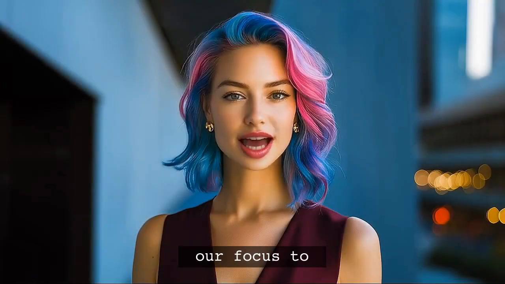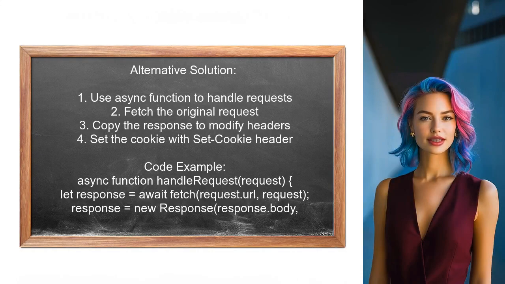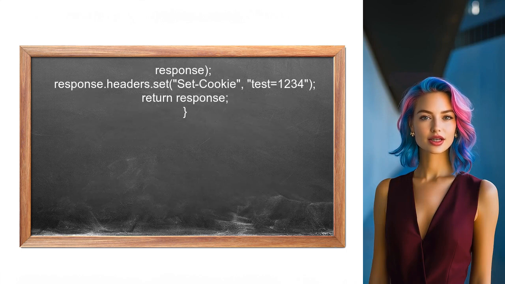Now, let's shift our focus to a different response. An alternative approach suggested by a user involves handling the request asynchronously. They recommend fetching the original request, then copying the response to modify its headers. Finally, they set the cookie using the set cookie header before returning the modified response.